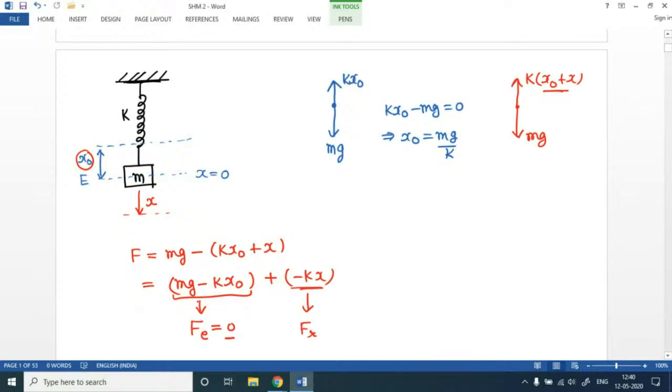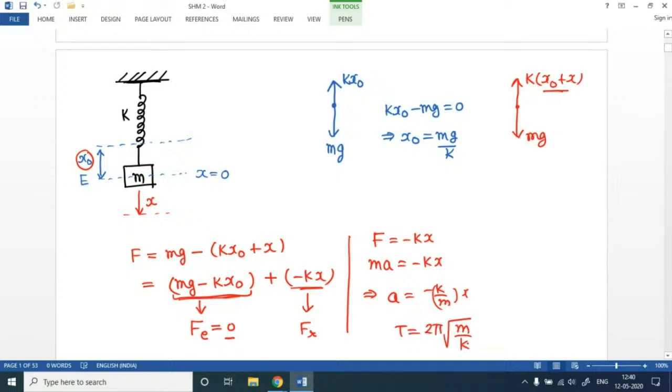Noticing that the equilibrium term is equal to 0, we can simply write F is equal to minus kx again. So ma is equal to minus kx, so a is equal to minus k by m times x. So you can write the time period would obviously be 2 pi root under m by k.